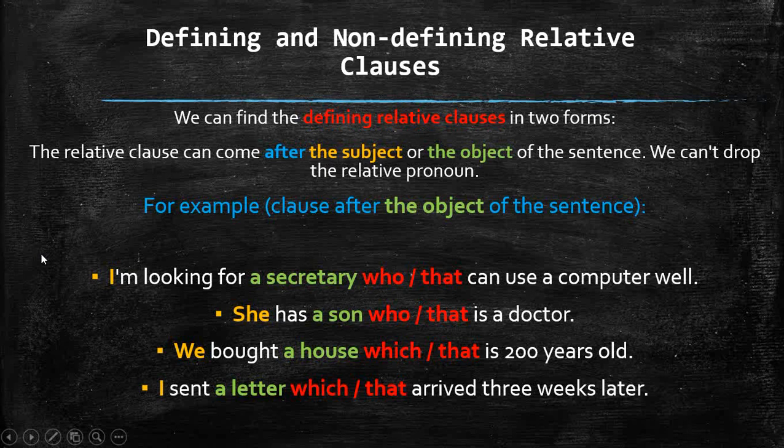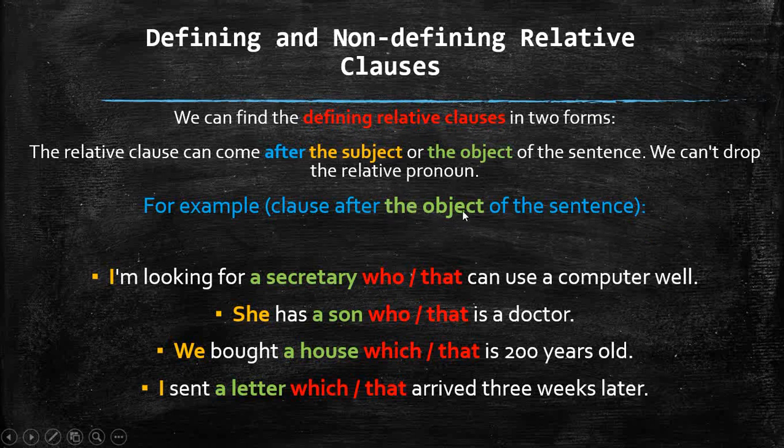Now, we can find the defining relative clauses in two forms. The relative clause can come after the subject or the object of the sentence. We can't drop the relative pronoun. We have to write it always or say it always. Now, we are going to read out some examples with the relative clause after the object of the sentence.